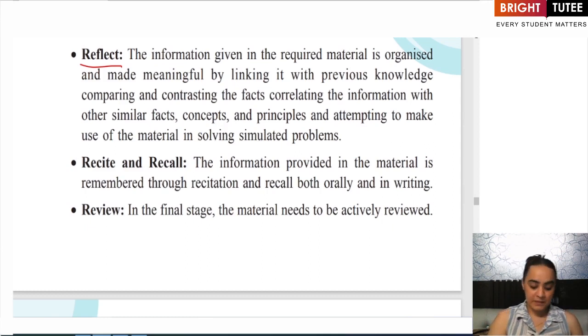Then is recite and recall. After you have learned, you're going to recite it, you're going to repeat it again and again so that you are able to recall it, not only orally but also in writing. And then the last but not the least is to review what you have learned. After you have learned everything, you have to revise that at the end as well. So this technique was known as SQ4R because S was survey, Q was question, and then we had 4Rs that we need to focus on, which is read, reflect, recite and recall, and review.